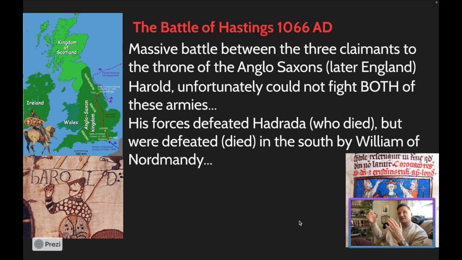At the Battle of Hastings in the southern area of England, Harold Godwinson gets shot in the eye with an arrow. So the guy that has been crowned king of England ends up shot in the face with an arrow, which is pretty rough and pretty crusty.